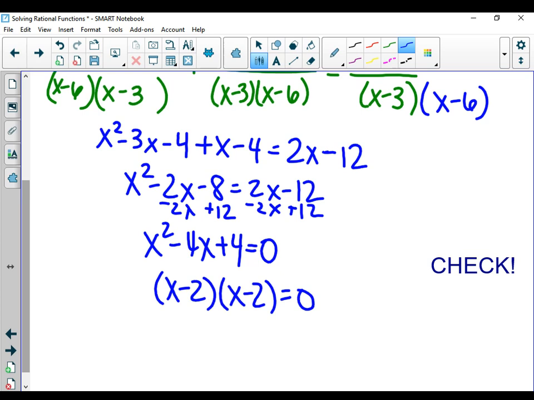You see why? Biggest mistake a lot of people make: they find the factors and they're like, that's my answer. Okay, so don't fall victim to that. If I set that equal to 0, I get x equals 2. What can x not be? 3 and 6. Okay, so we're clear on that.